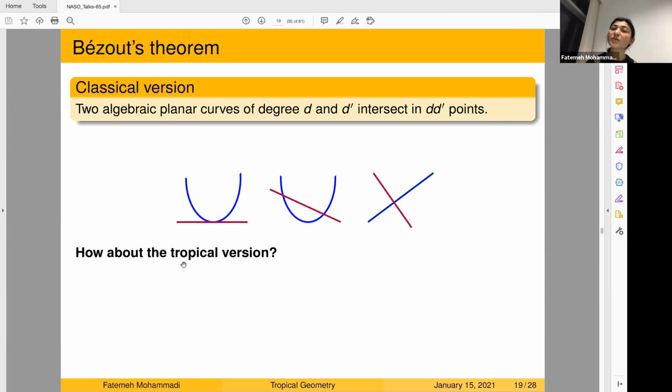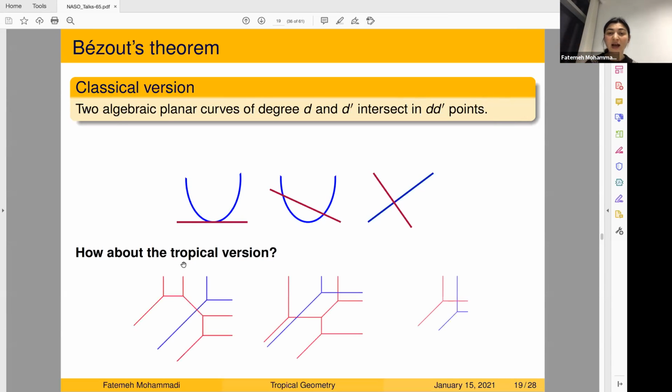And then you want to see what is the tropical version of Bezout's theorem. In a sense, if I look at the tropicalization of these curves, can I say the same statement? Can I count the number of intersection points? Oh, okay, let's look at here.